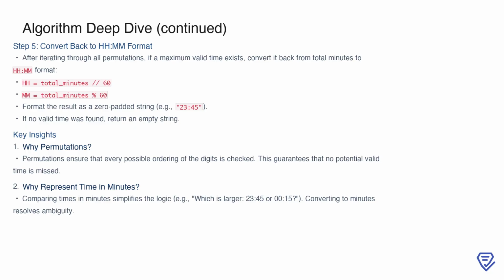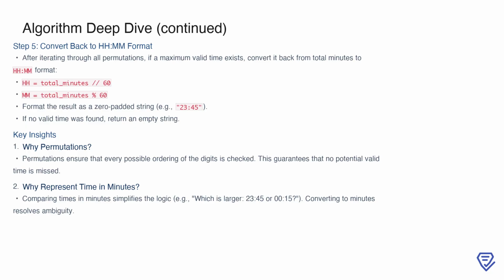The hour is obtained by dividing total_minutes by 60, and the minutes are the remainder when total_minutes is divided by 60. The result is then formatted as a 0-padded string, such as 2345. If no valid time is found, meaning no permutation satisfies the constraints, the function should return an empty string.